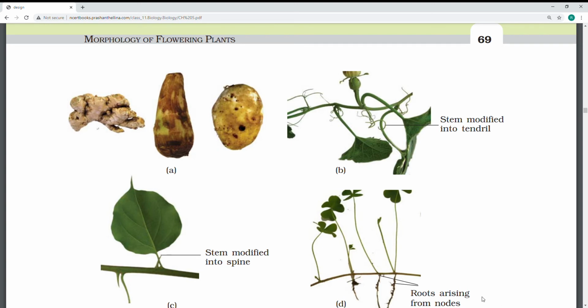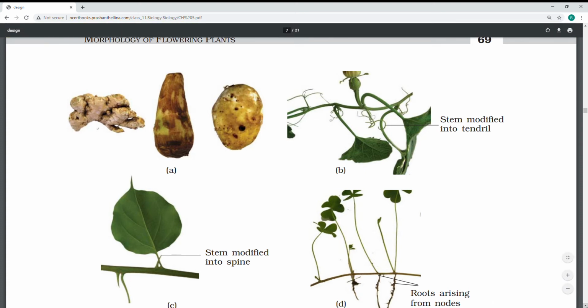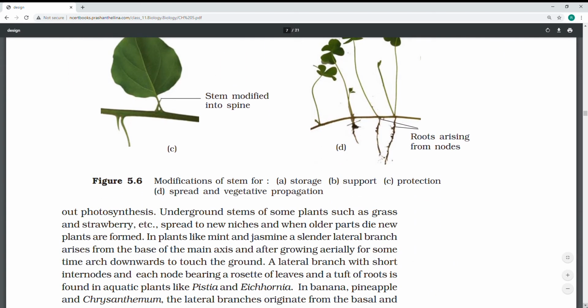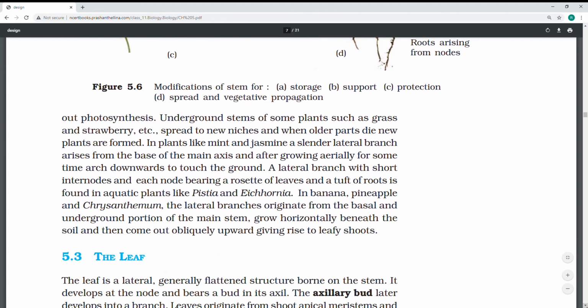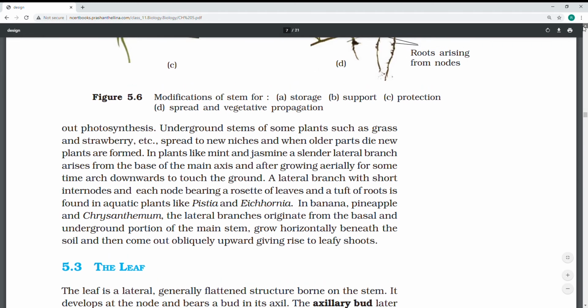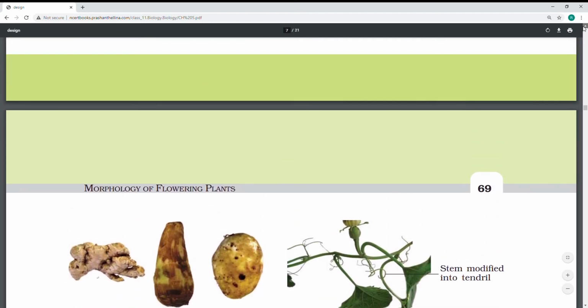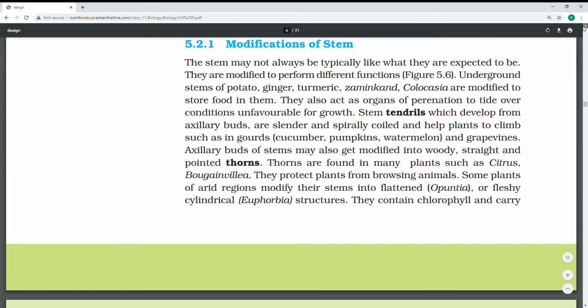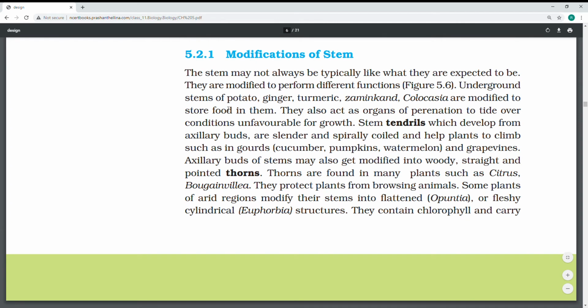See also oxalis, which comes under other modifications. If you see these, there are several examples. There are many, they have given the types. We will discuss these now, which are basically three types. See here, they have given the examples: underground stems of potato, ginger, turmeric, Jamikand, colocasia are modified to store food.